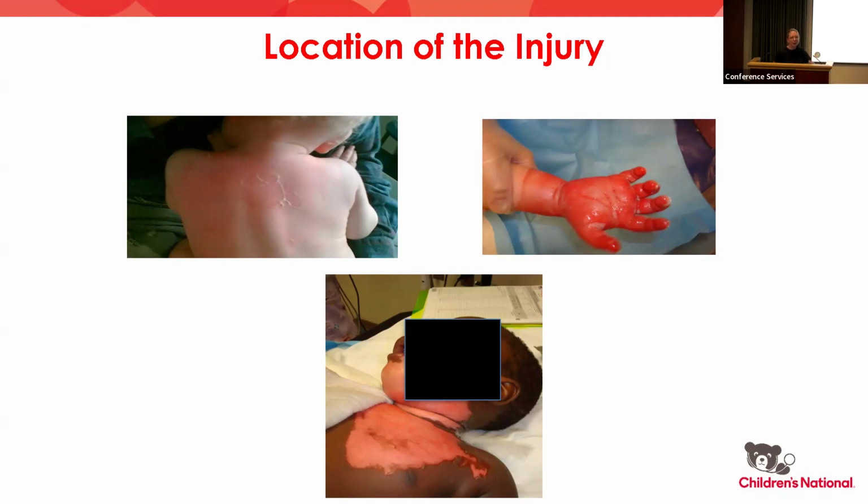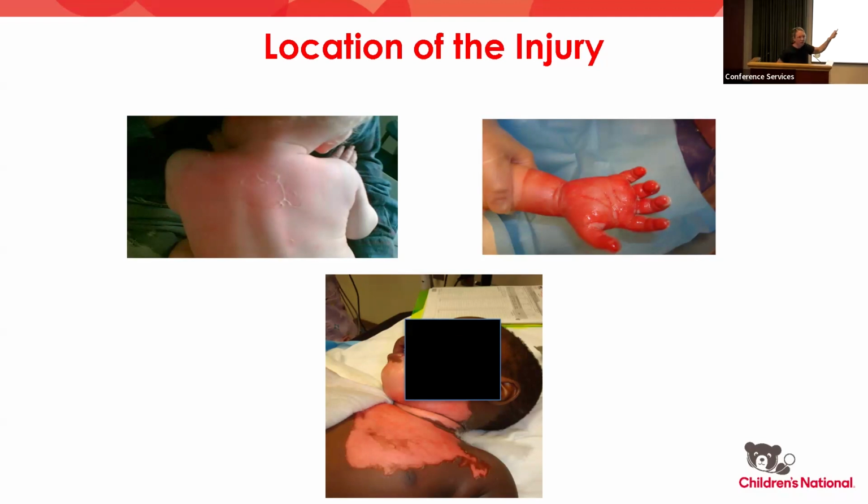What is worrisome about that hand? What would you be worried about? Yeah, no, definitely. Joint involvement, that's always concerning, right? Because especially hands tend to contract as they heal. So we want to make sure that we get early occupational therapy involvement for stretching, for splinting if needed. So definitely joint involvement. What else?